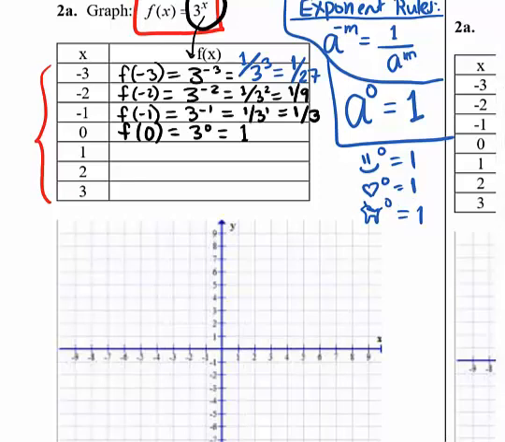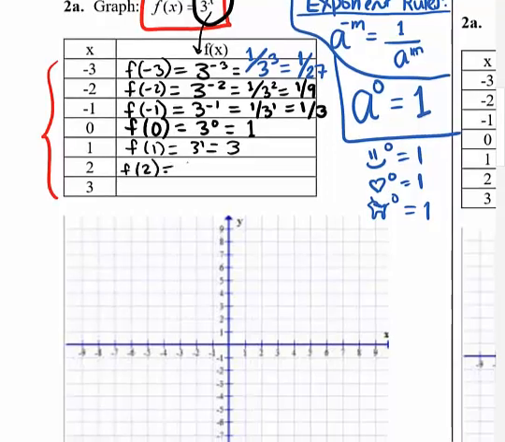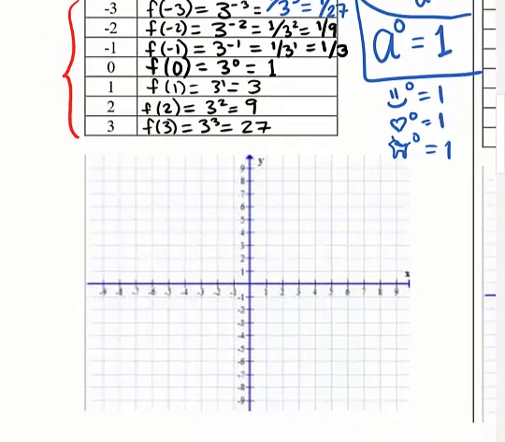And then now the next power they want us to raise 3 to is a 1. f of 1 is 3 to the 1 power, which is pretty easy. That's just 3. And I'm substituting 2 in. f of 2 is 3 to the 2nd power, which is 3 times 3, 9. f of 3, I'm raising 3 to the 3rd power now. 3 times 3 times 3 is 27. All right. And now our job is just to plot these points and see if we can connect the dots.